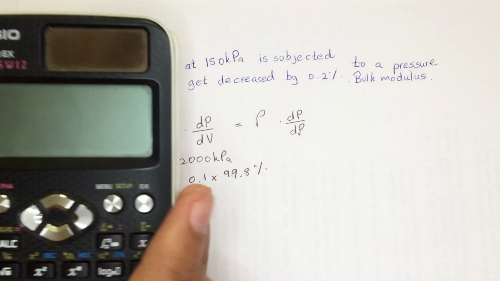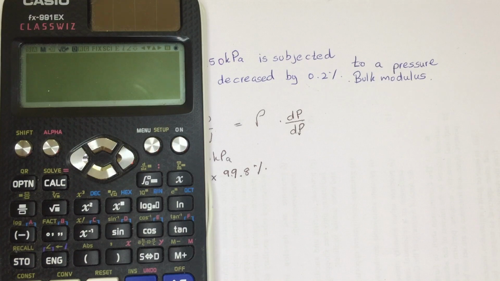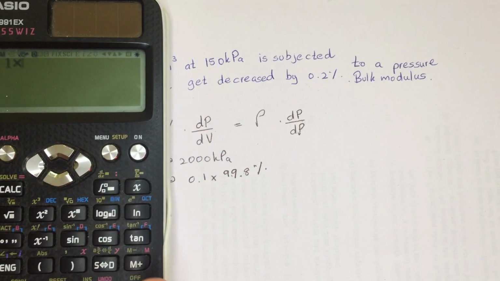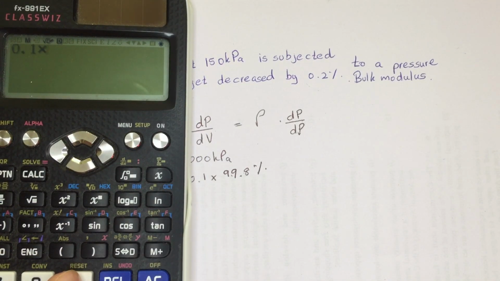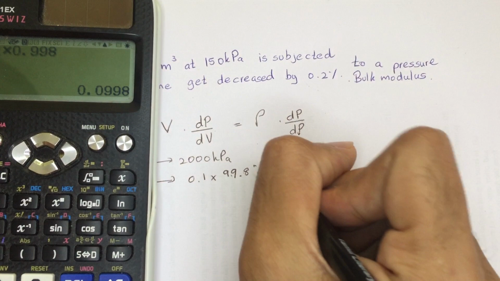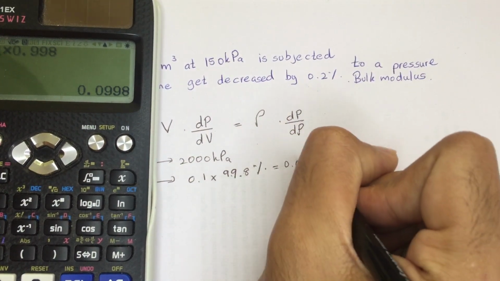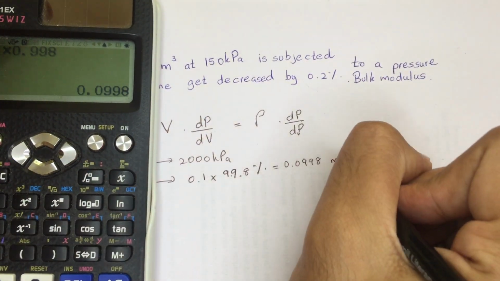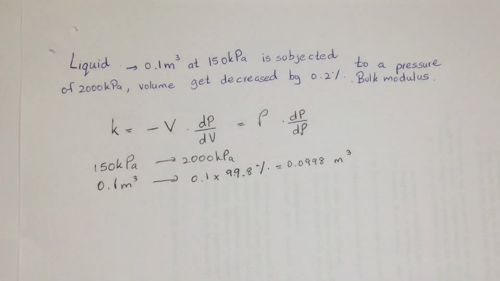So let's use the calculator for that. 0.1 into 99.8 percent. It's going to be 0.0998 meter cube. Now we have figured out those values.